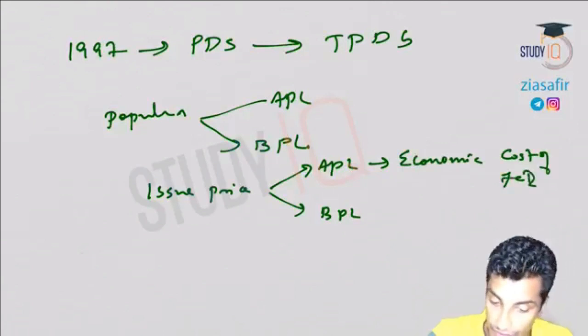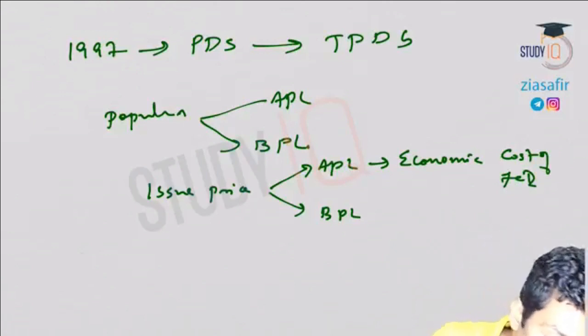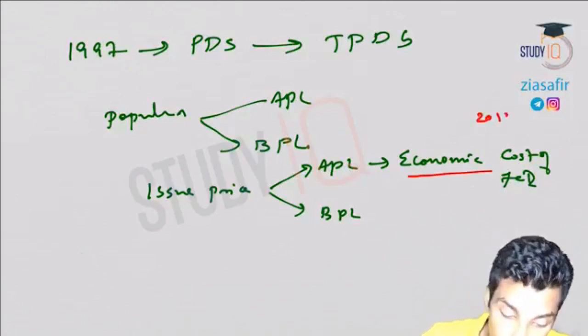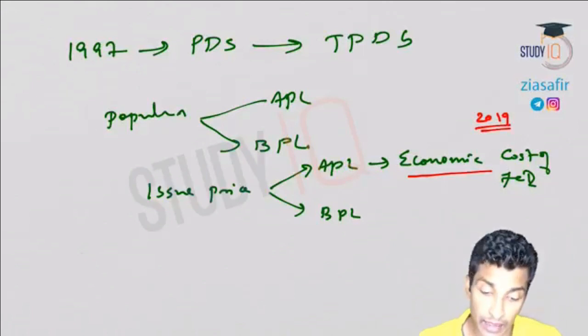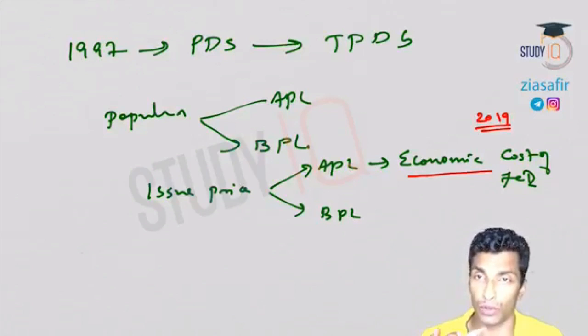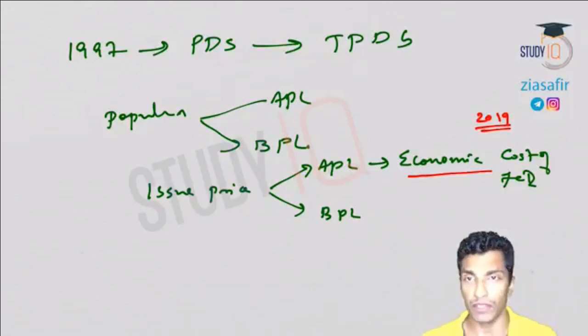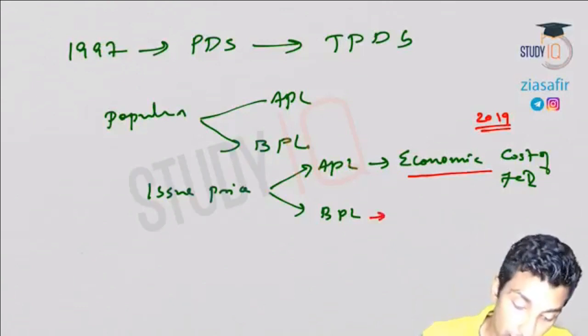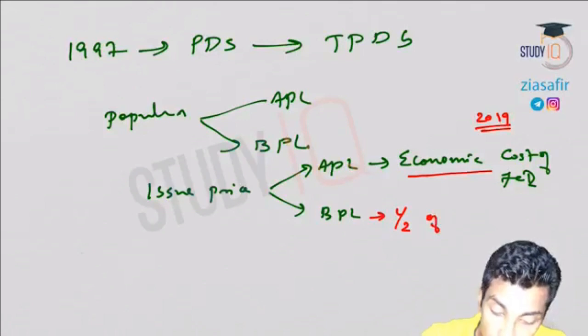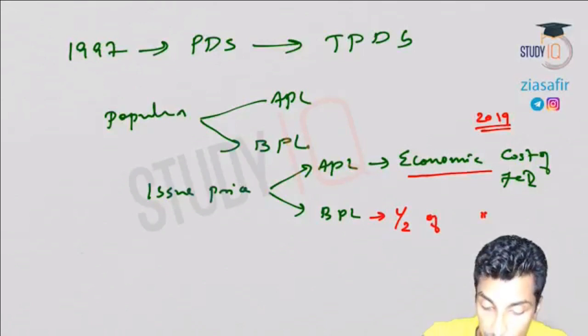Last year this was actually asked as a prelims question, in 2019 prelims: what do you mean by economic cost? Economic cost of FCI includes procurement price, storage, transportation. So all those costs are part of the economic cost of FCI. Now BPL will be getting it at half of the economic cost of FCI.